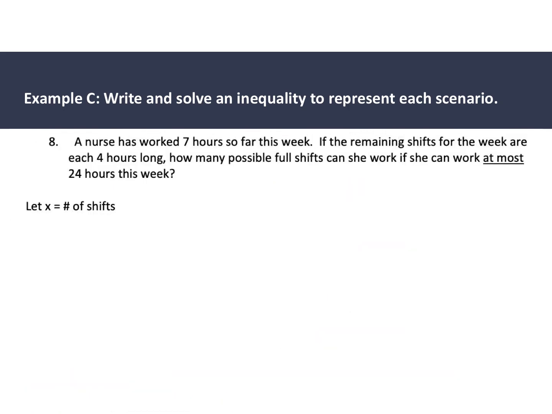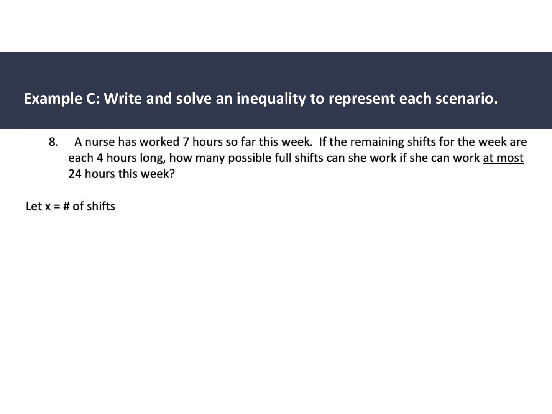Last one, a nurse has worked 7 hours so far this week. If the remaining shifts for the week are each 4 hours long, how many possible full shifts can she work if she can work at most 24 hours this week? And we're letting x be the number of shifts. So you can't work part of a shift. You can't choose to work like 5 hours. It's a full 4-hour shift you need to pick up.